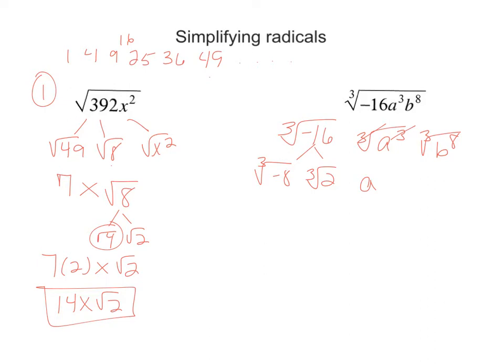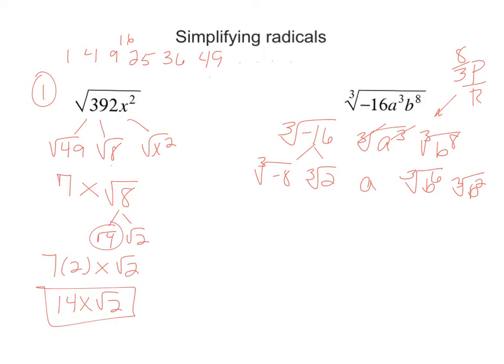Now b to the eighth, I have to think of the first perfect power that will be divisible by 3, because remember, power over root. 8 does not divide by 3 perfectly, so I'm going to think about the first power that divides by 3 perfectly, and that would be 6. So I'm going to do b to the 6th and b squared. 6 plus 2 is 8, so I really didn't change anything about this problem.